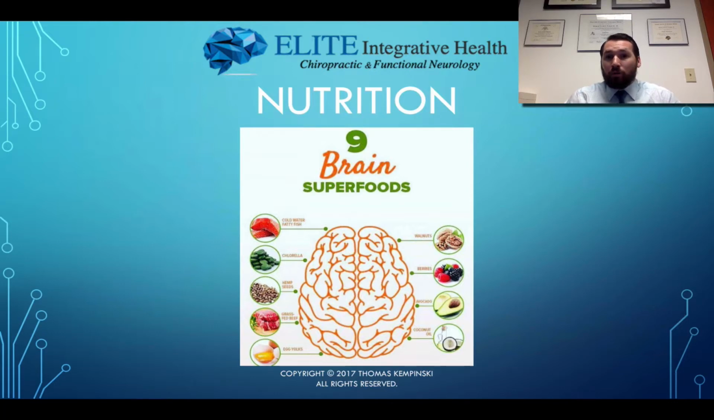So you see cold water, fatty fish, chlorella, hemp seeds, grass-fed beef, egg yolks, walnuts, berries are a big one, avocados are a big one. So what you're going to see is with the fatty fish, the beef, and the avocados and coconut oil, good fats. Fats are huge. You've got to get them into your diet. They make up the majority of your nervous system, and you need them. So you've got to get them in.